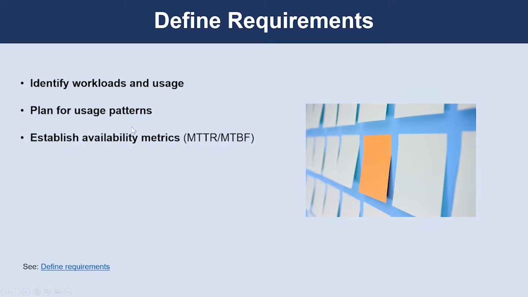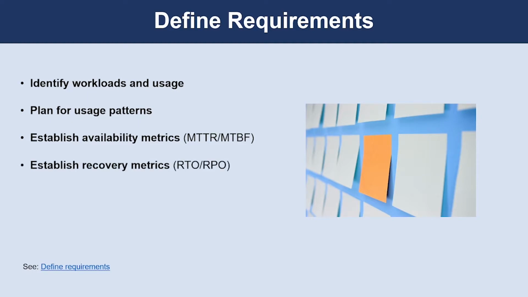Then we have to establish availability metrics, which include mean time to recovery, which is MTTR, and mean time between failures, which is MTBF. MTTR is the average time it takes to restore a component after a failure. MTBF is how long a component can reasonably expect to last between outages. So you need to use these measures to determine where to add redundancy and to determine service level agreements for customers.